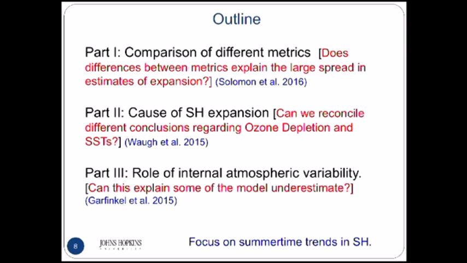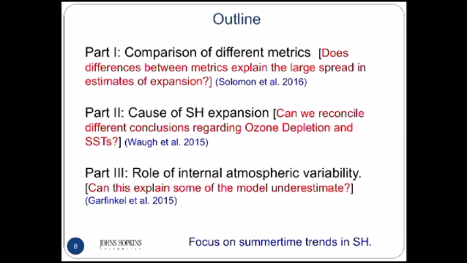Then I'm going to move to the issue of what causes the expansion of the southern hemisphere. This is driven by trying to reconcile different papers that were giving different conclusions. So this is actually more a meta-analysis than me doing any new calculations. And then finally, we're going to use some models to look at the role of internal atmospheric variability.